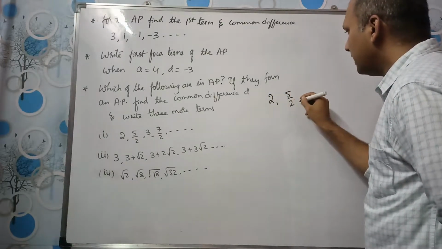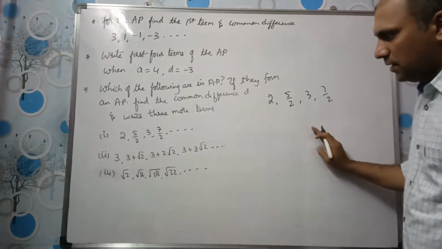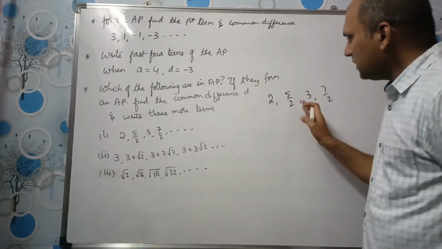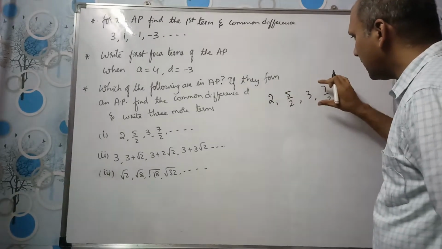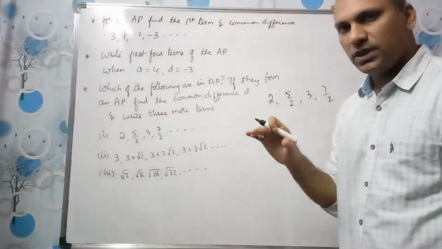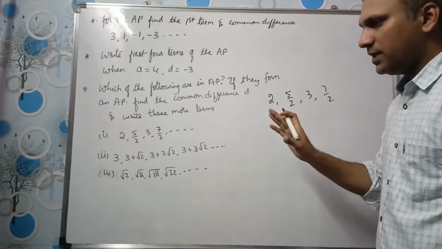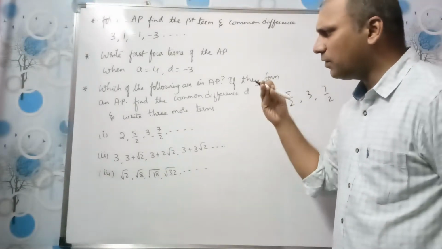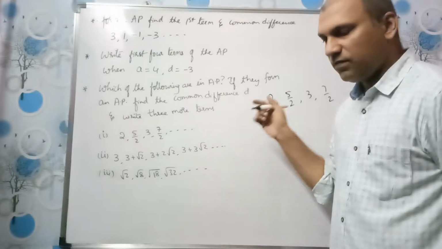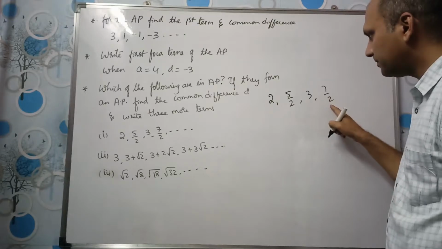2, 5 by 2, 3, 7 by 2. See, some students will think this is not forming an AP. They'll just see the question and come to a conclusion whether it is an AP or not. But my advice is you first find the difference and check. No matter how complicated or how easy that AP looks, first find the difference. So this is first term, second term, third term, fourth term.